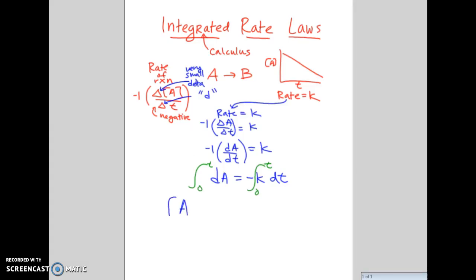The concentration of A at time t, the final concentration, minus the initial concentration is equal to -kt, and this t being basically the final time minus time 0. And this is your integrated rate law for a zero order rate law.